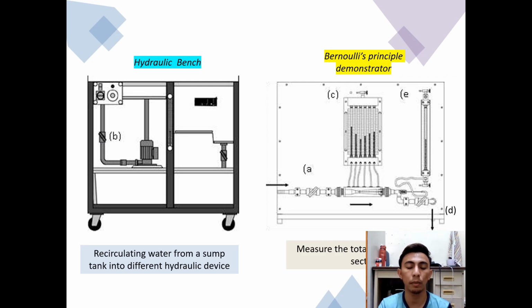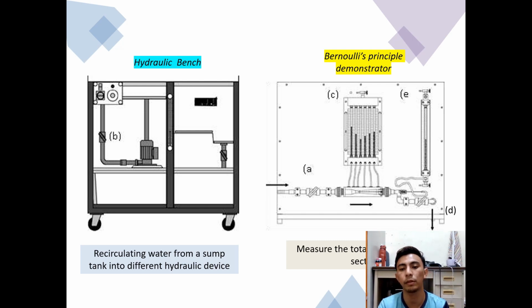So for this experiment we have two apparatus, which are a hydraulic bench and a Bernoulli principle demonstrator. A hydraulic bench is a self-contained water supply device that allows recirculating water from a sump tank into a different hydraulic device. A centrifugal pump moves water from the sump tank through a hose into a water inlet at the top of the bench.